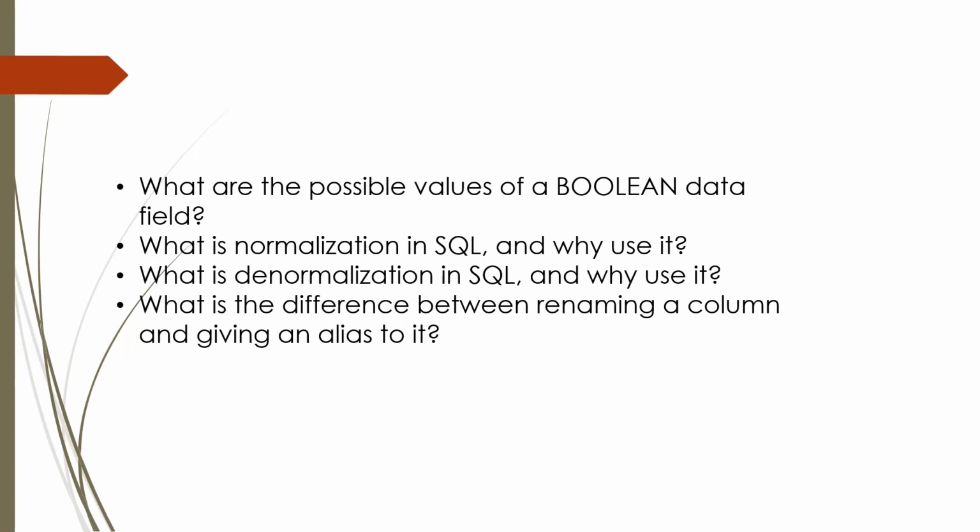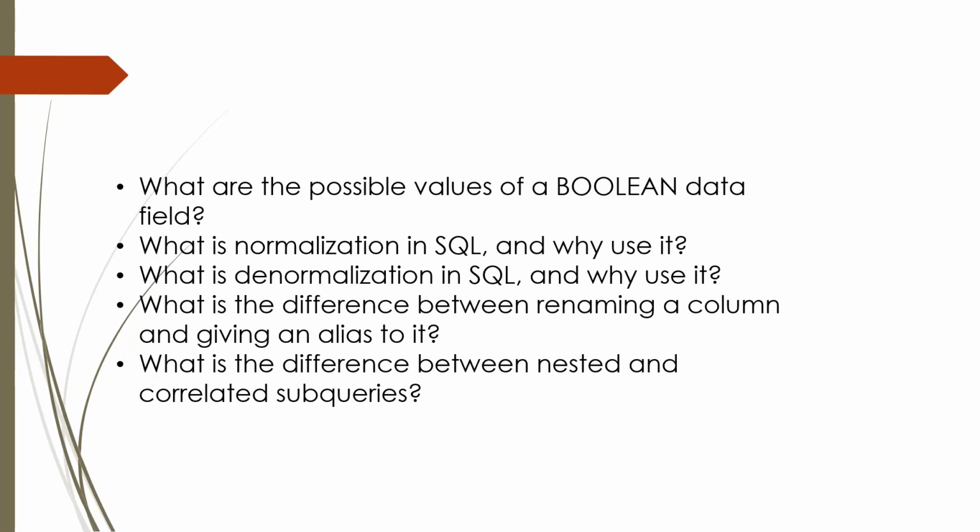What is the difference between renaming a column and giving an alias to it? Renaming a column means permanently changing its actual name in the original table, while giving an alias to a column means giving it a temporary name while executing an SQL query with the purpose to make the code more readable and compact.